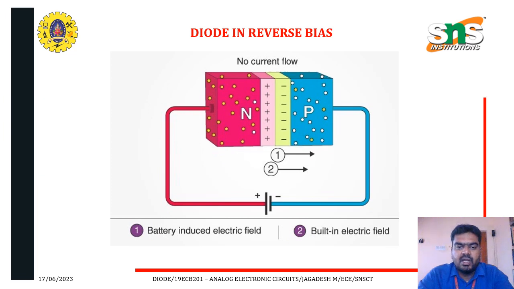The next type is the diode in reverse bias condition. In the previous forward bias, we connected the positive terminal to the P-type and the negative terminal to the N-type. Reverse bias is just the opposite. Positive is connected to the N-type and negative is connected to the P-type. Because of this, the depletion region, instead of decreasing, increases when you increase the external supply. So in reverse bias, there won't be any current flow.